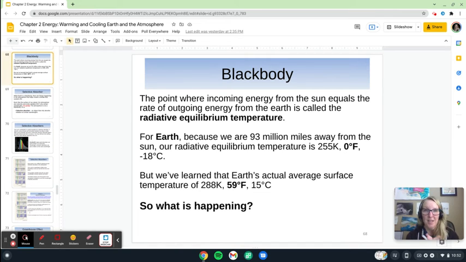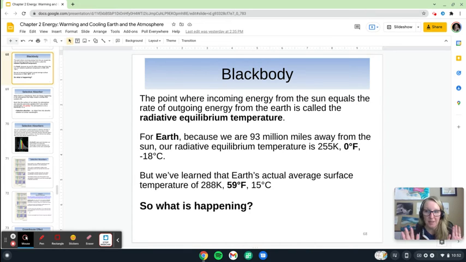Okay, so the point where the incoming energy from the sun equals the rate of outgoing energy from the Earth is called the radiative equilibrium temperature. That means that we can determine the temperature that an object should be by knowing how much energy is coming in and how much energy it is emitting. For the Earth, that temperature should be 0 degrees Fahrenheit.